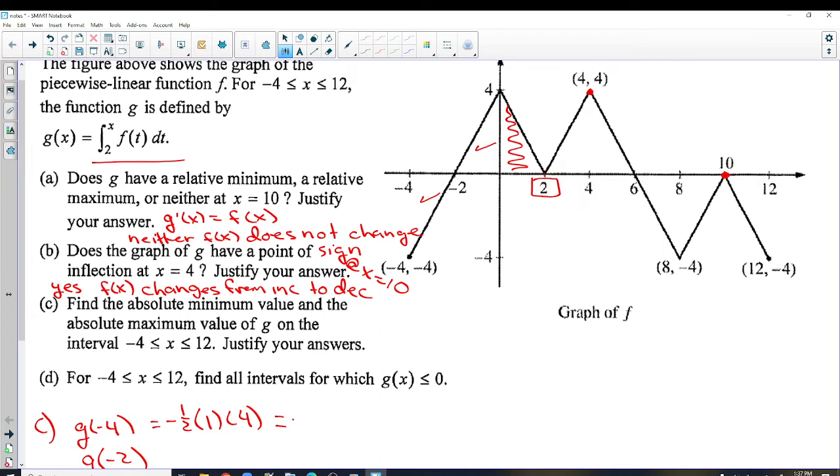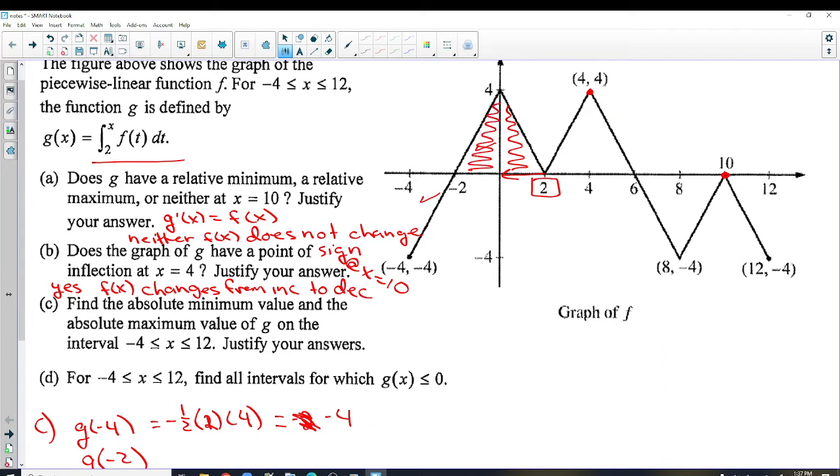Negative 2. What am I doing wrong? Oh, from here to here is 2, not 1. I knew it was negative 4 because it's the third time I've done this today. I didn't make that mistake earlier. Negative 2.